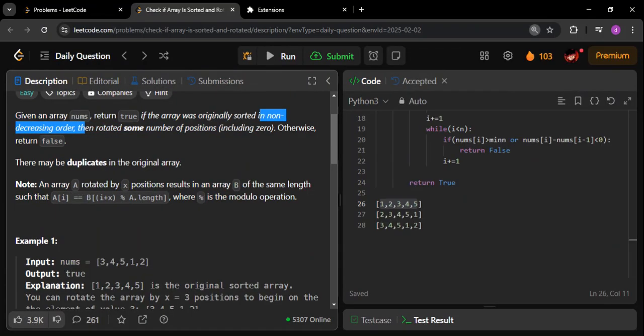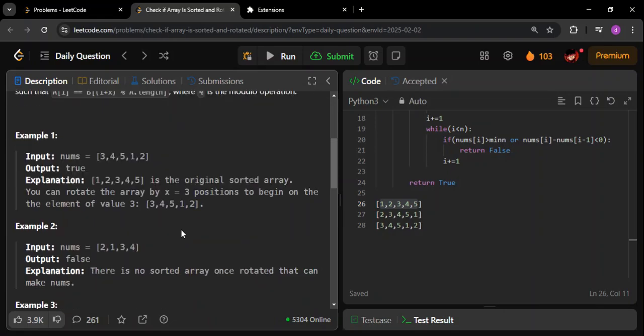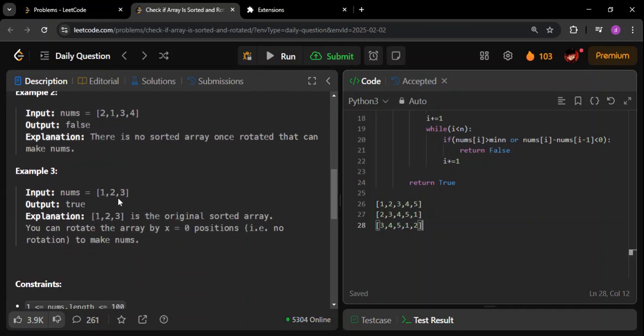Now, note an array A rotated by X positions results in an array B of the same length such that A of i is equal to... they are just trying to tell you how the shifting operation works, how the rotation works. But with the example, it's very clear what is happening. This was the original array. After a left shift by 1, this is what it looks like. After a left shift by 2, this is what it looks like. Now, how to solve this question?